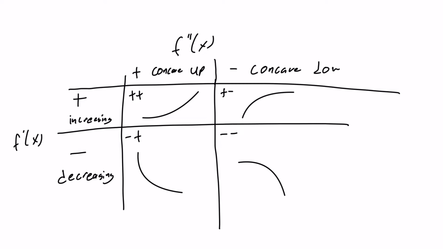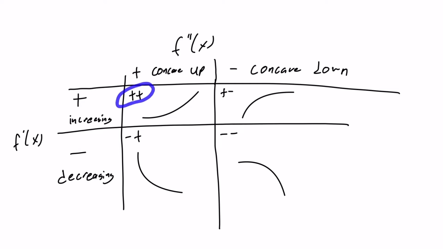The first derivative can either be positive, which means the function is increasing, or negative on an interval, which means the function is decreasing. Also on an interval, the second derivative can be positive, which means we're concave up, or negative, which means concave down. That gives us four basic shapes that a function can have on an interval.